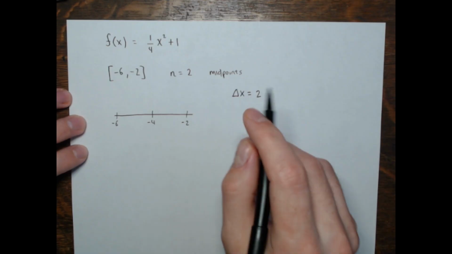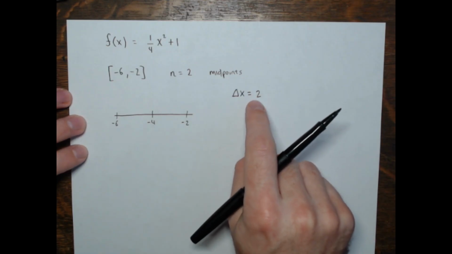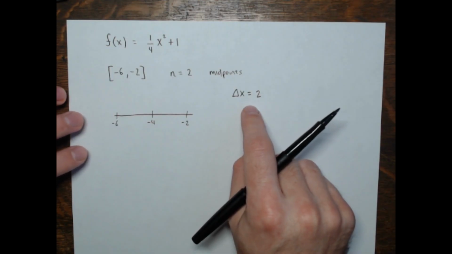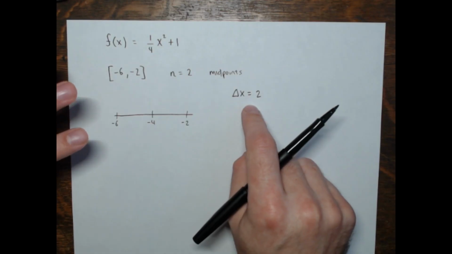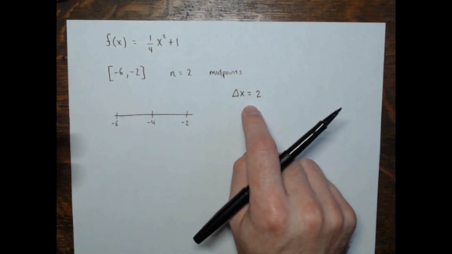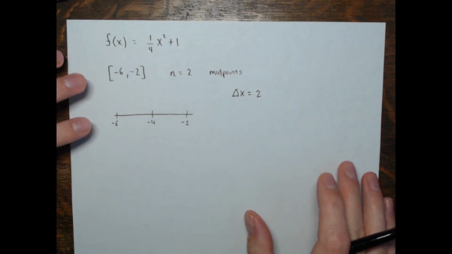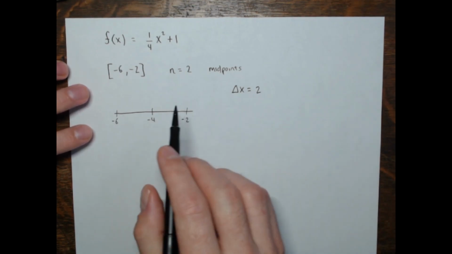It's not always 2. I hope you understand that, right? It just so happens that the width of all these rectangles is 2 in most of these examples. It's not always going to be 2. You saw that in some of those pictures with the movable points, right? The delta x wasn't 2 in those.